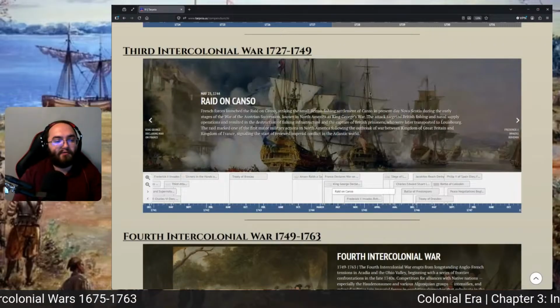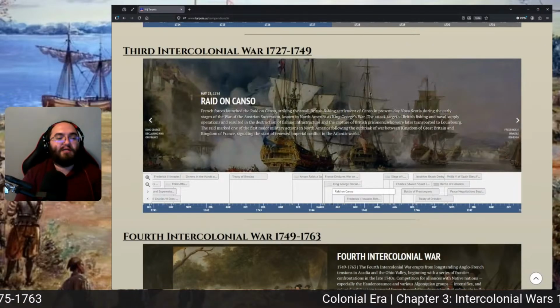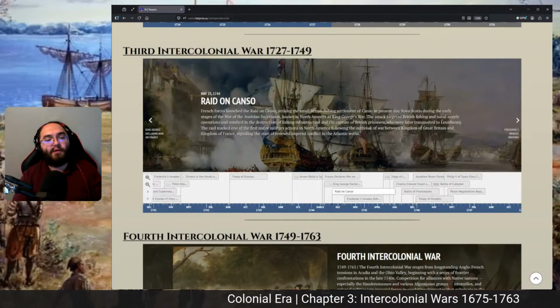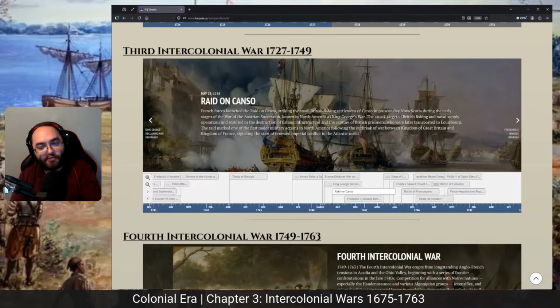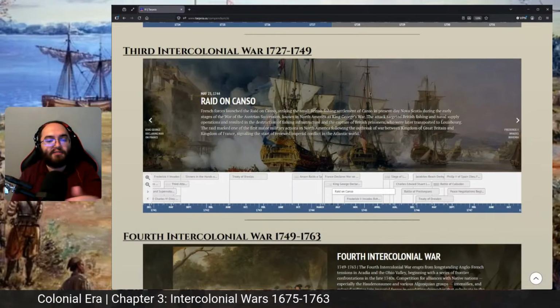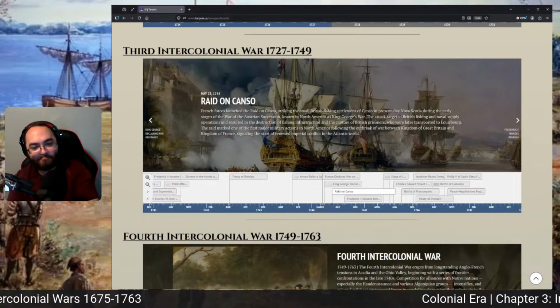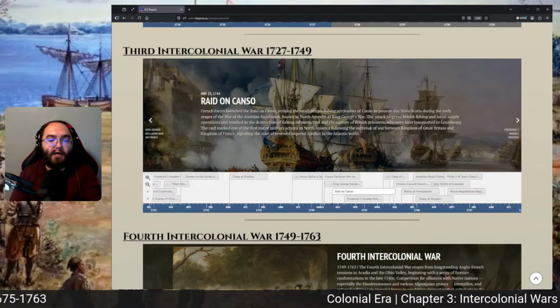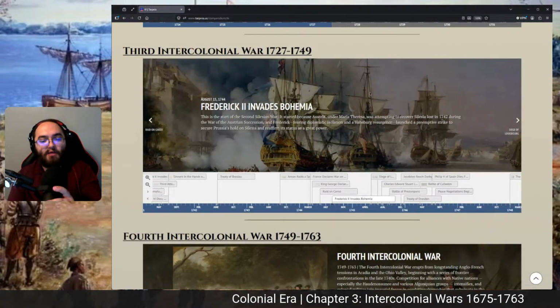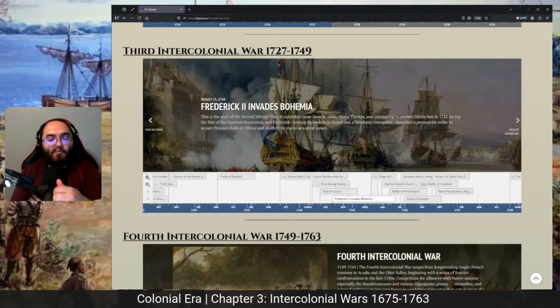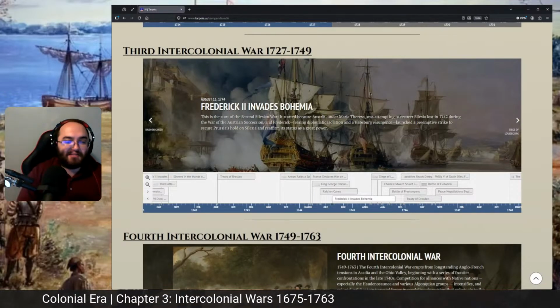You have a raid of Canso, which is the French forces launching a raid on the British forces. This is in present-day Nova Scotia. Back then, it was called Acadia when it was occupied by the French. Frederick II will pretty much join back into the conflict.